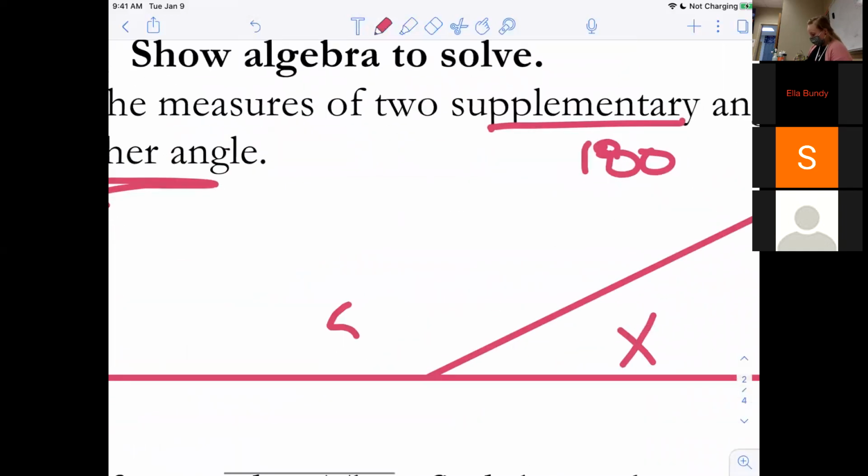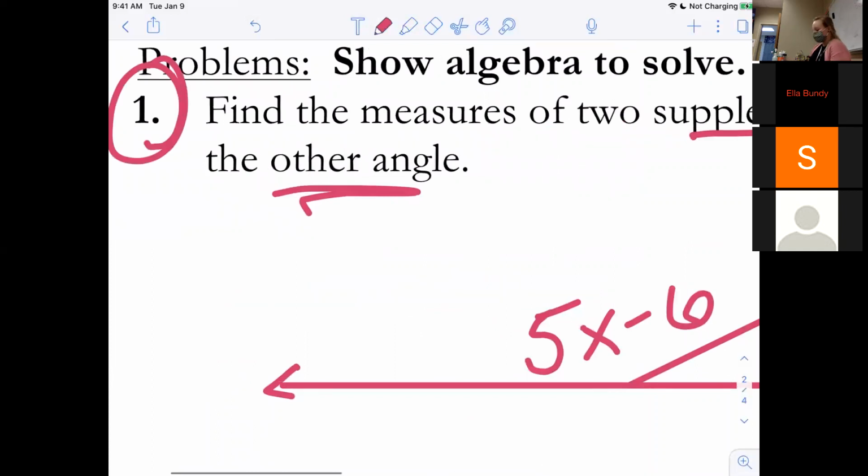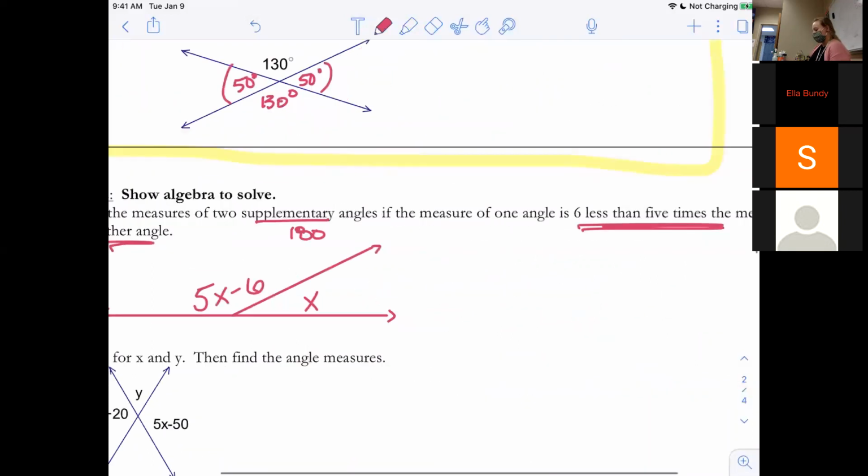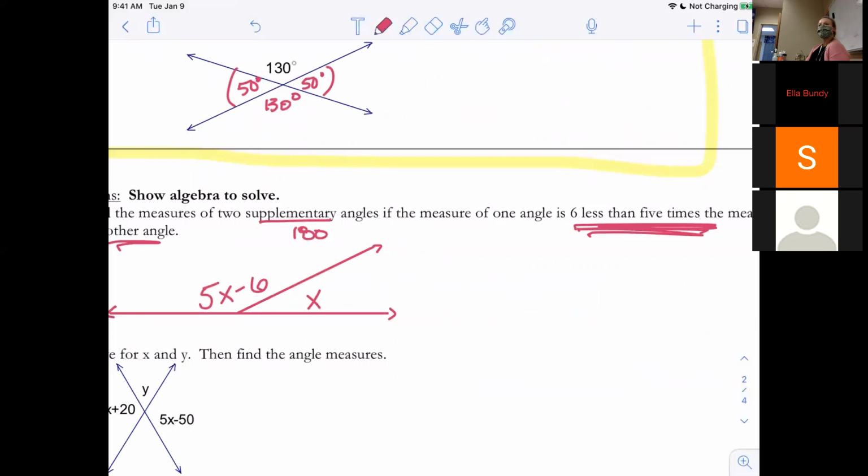We don't honestly spend a lot of time on it, but I know that questions like this are on tests and quizzes. So if you have a hard time putting this in an algebraic expression, let's practice it a little bit. Most of it will be a number times x and then minus or plus another number. That's just a general rule of thumb. And we know that these are supplementary, so they add up to 180. So I'm going to write an equation. Who can write one for me?